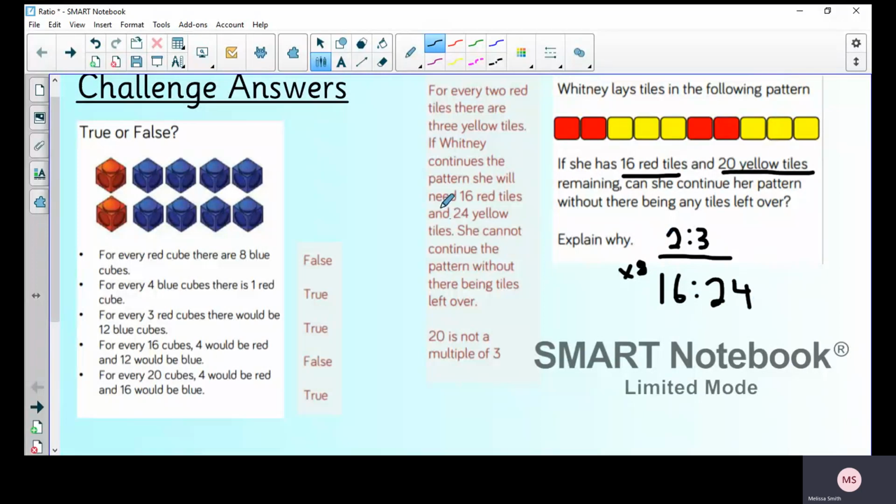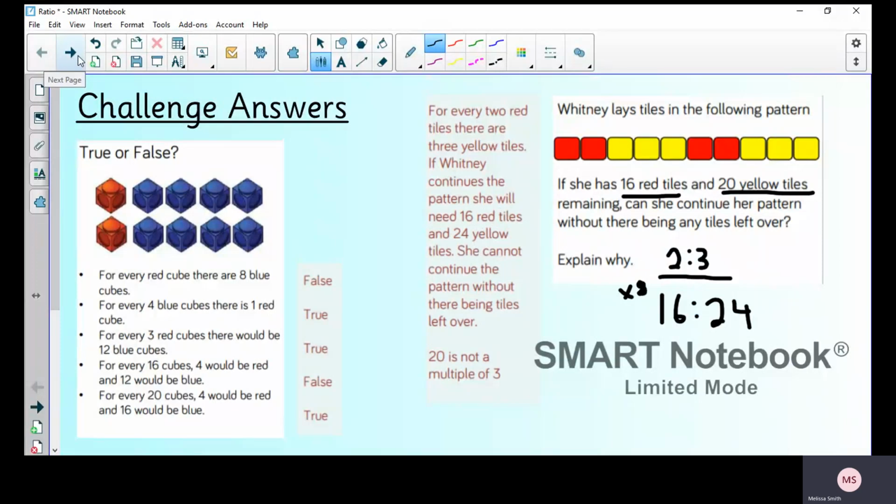So as it's explaining here, they need 16 red tiles and 24 yellow tiles. She can't continue the pattern without there being tiles left over. And this is because 20 is not a multiple of 3, as we've just seen here when we've multiplied both numbers by 8.